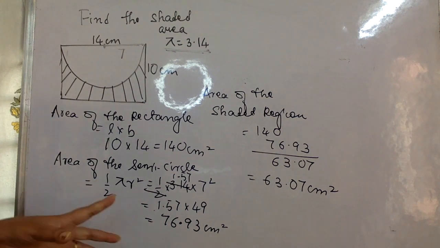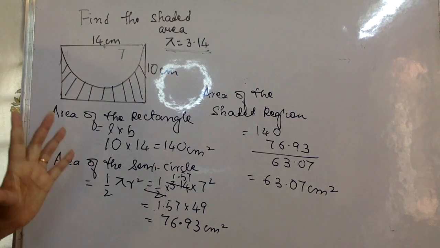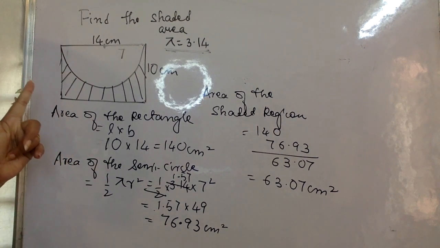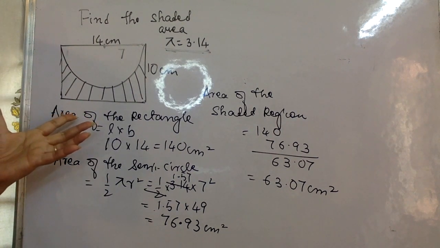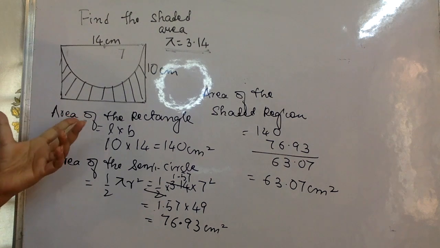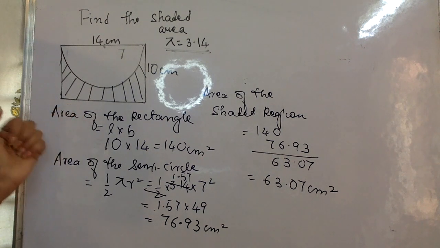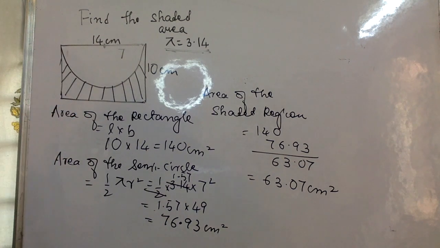So here a little bit of decimal work is there. Otherwise, in a nutshell, find the area of the rectangle first, then find the area of the semicircle and subtract the semicircle's area from the rectangle. You get the area of the shaded region.